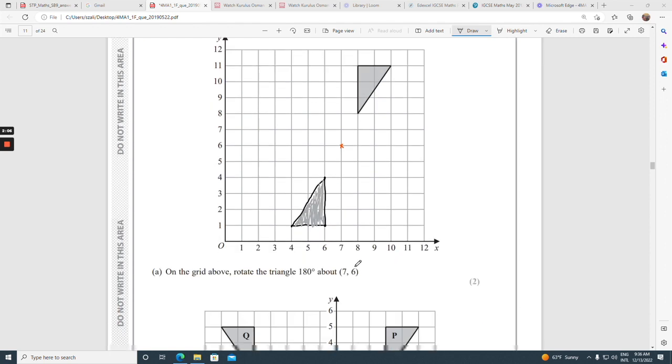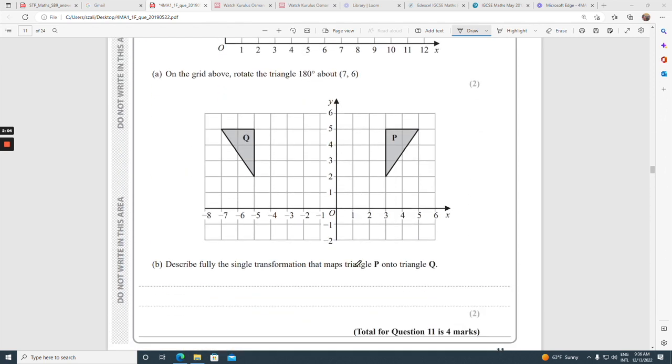Okay, let's move on to the next question. Now they are saying, on the grid above: describe fully the single transformation that maps triangle P onto triangle Q. So how does triangle P turn into triangle Q? As you must know, we see an image of this type as a reflection. When we see a reflection in a mirror, this is how the image looks. So obviously this is a reflection image.